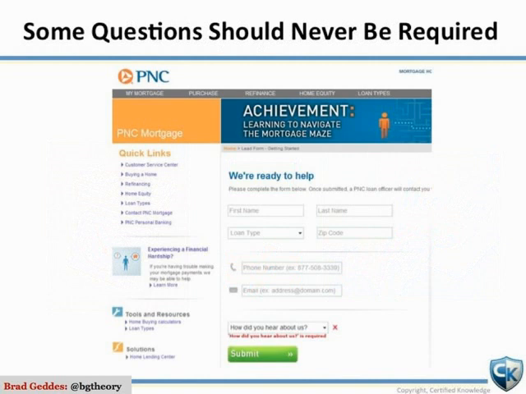Now, when you're looking at what you're going to ask, once you pass your minimum amount of information, you'll have minimums you have to get depending on what type of form you have. There are certain questions that should never ever be required. One of them is, how did you hear about us? This is a very poor question to ask because you're not going to get true responses.